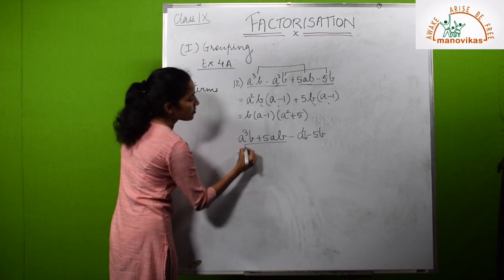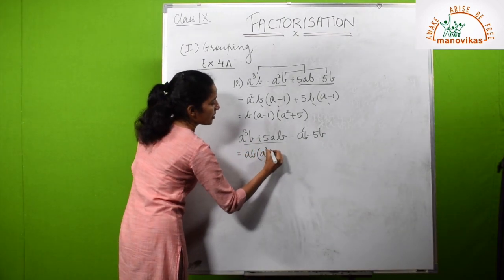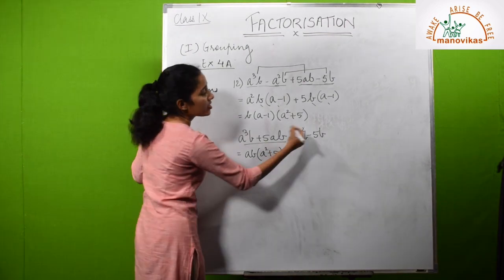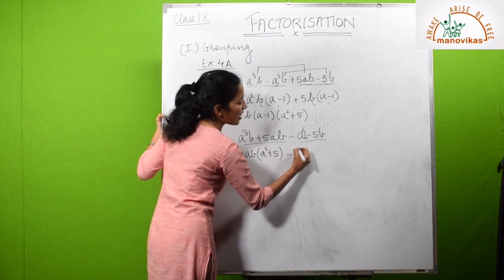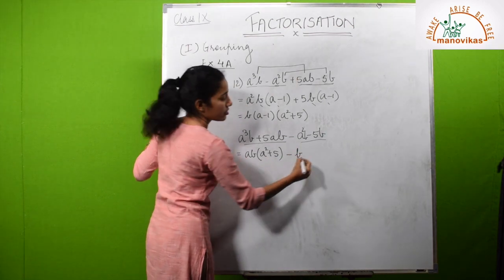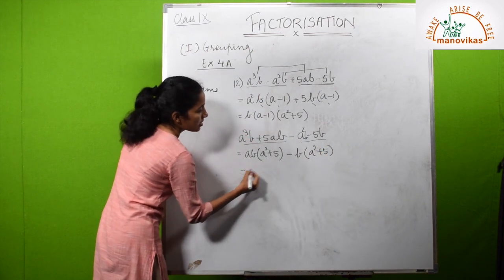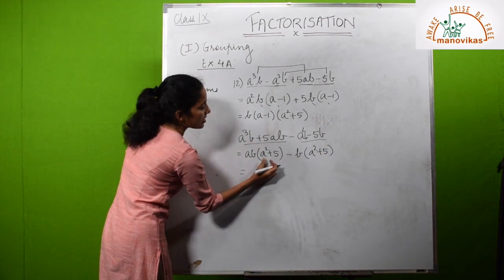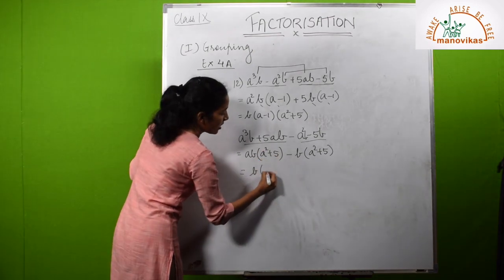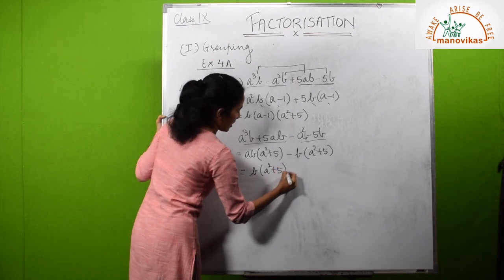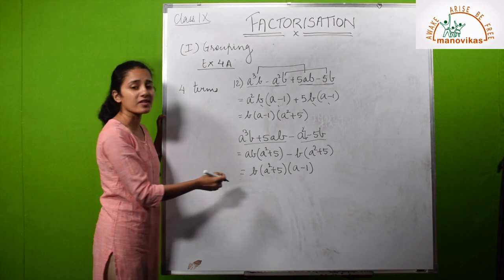So from the first group, a and b are common, so this will be a square plus 5. From the next group, there is a negative sign common and b that is common, so you have a square plus 5. From this again, a square plus 5 is common and b is common, so you have b times a square plus 5, and you have a minus 1, which is one and the same.